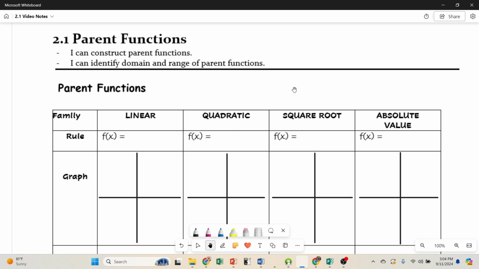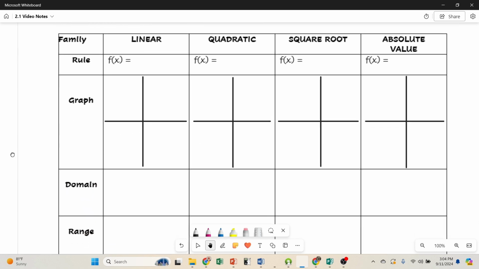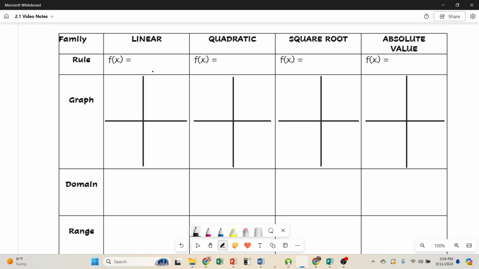There's actually 12 of them. We're going to discuss 5 of them today, 4 of them right now, and then one later on in the lesson. So the first one we're going to talk about is linear functions, and we've already been talking about linear functions, right? So the rule for linear functions would be f of x is equal to x.